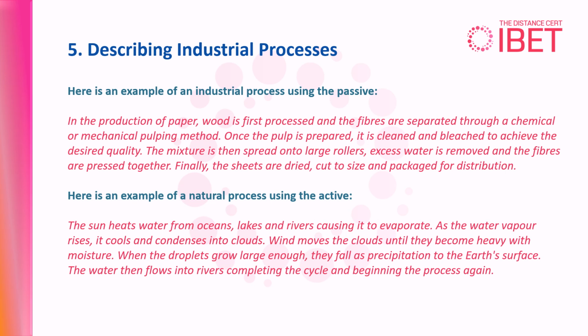In the production of paper, wood is first processed and the fibers are separated through a chemical or mechanical pulping method. Once the pulp is prepared, it is cleaned and bleached to achieve the desired quality. The mixture is then spread onto large rollers, excess water is removed and the fibers are pressed together. Finally, the sheets are dried, cut to size and packaged for distribution.